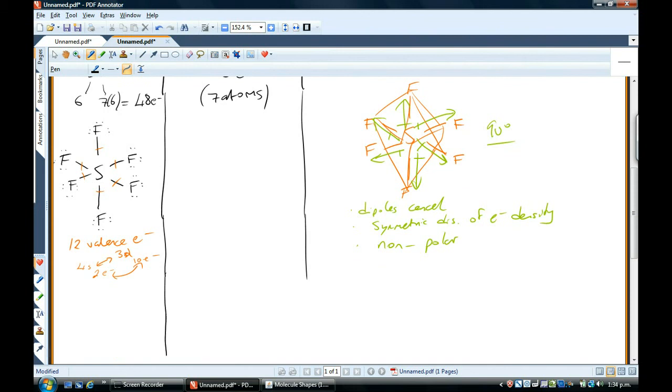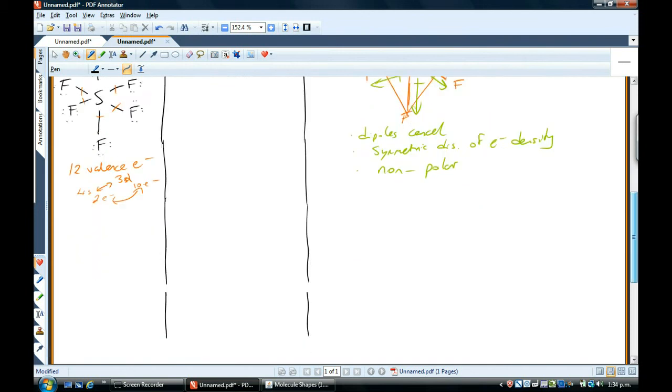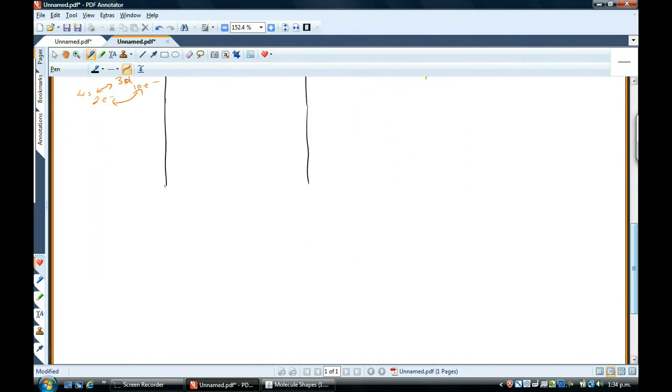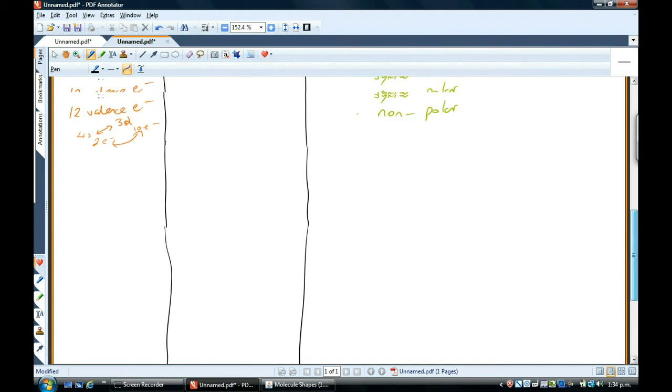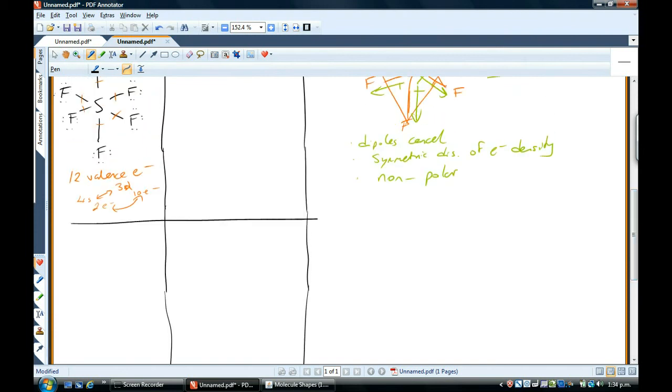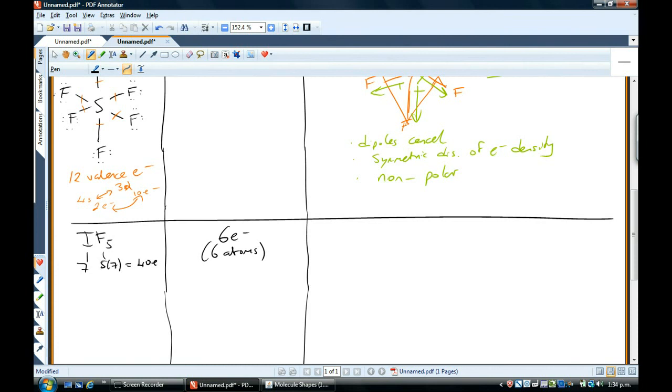So if we just continue our table on down another bit, we're going to do the final 2 scenarios, and this will complete our video. So for 6 electron clouds and 6 atoms, an example of this would be iodine pentafluoride, or IF5. Iodine has 7 valence electrons. We have 5 times 7 for the fluorine, so that gives you a grand total of 40 valence electrons.